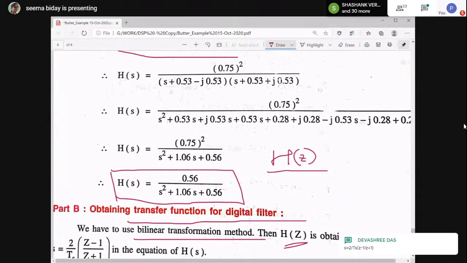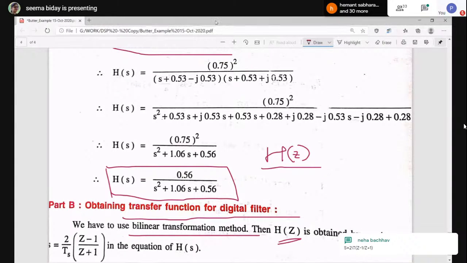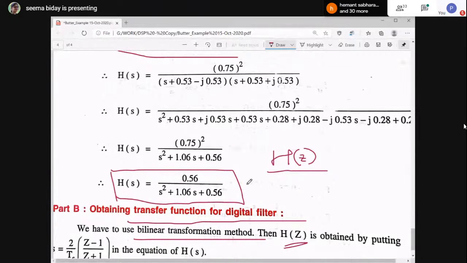Yes, Devashri, you are correct. You have to replace s by 2 by T, z minus 1 divided by z plus 1. So replace s by 2 by Ts, z minus 1 divided by z plus 1, and Ts is considered 1. Now it is your work to do. Okay, Neha, correct. Now capital T is 1 second, and z should be a small letter. Keep in mind, Neha, s is a small letter, z is a small letter. Don't write capital letters here.